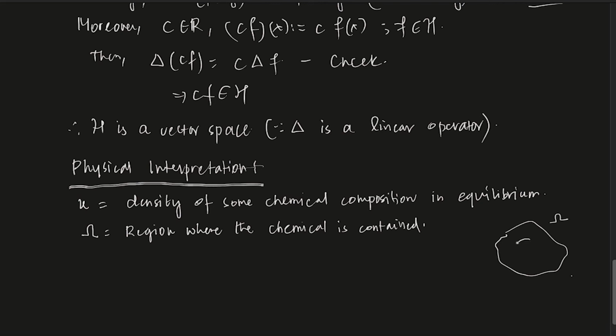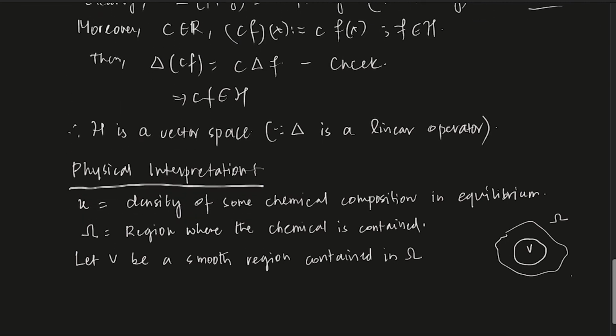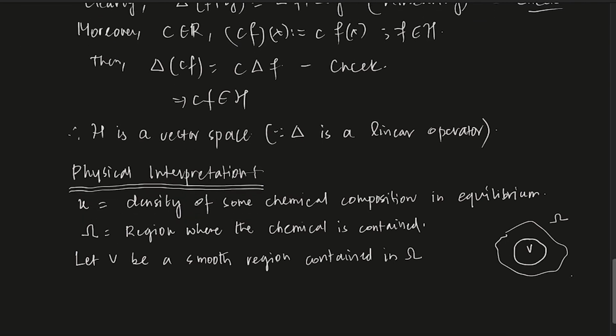Now let us assume that V is some smooth region contained in omega. So that's your V, let's say. Any smooth region which is contained in omega. There seems to be some problem with the software, so let's just take another page.